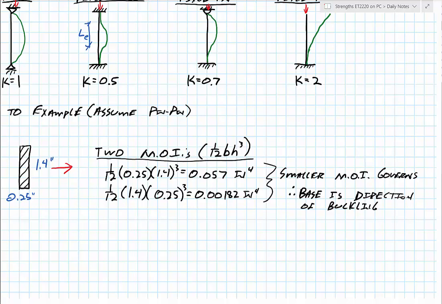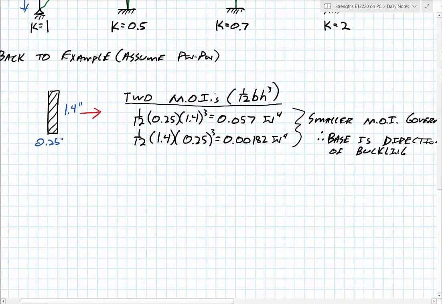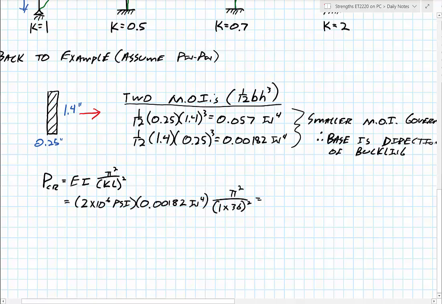Pin, fixed, all that kind of business. So let's go back to that example then and finally plug in the numbers and find out what load would cause the buckling. We have EI pi squared over KL squared. So once again, we have K is equal to 1. I have the length of 36. This is 36 inches, 3 feet.